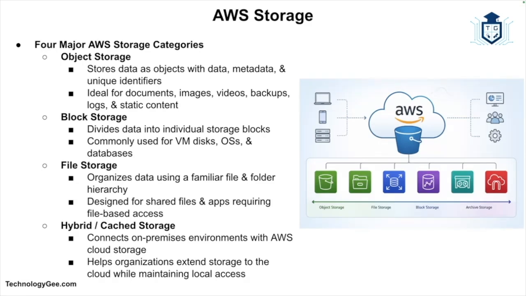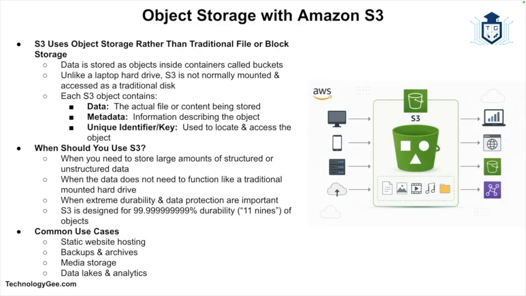All right, so let's start with the most important one, and that is Amazon S3. If AWS had a default storage service, then this would be it. Amazon S3, which stands for Simple Storage Service, is object storage, which means that your data is stored as objects inside buckets, not as files on a disk like your laptop. And each object includes the data itself, the metadata, which is information about the data, and a unique identifier.